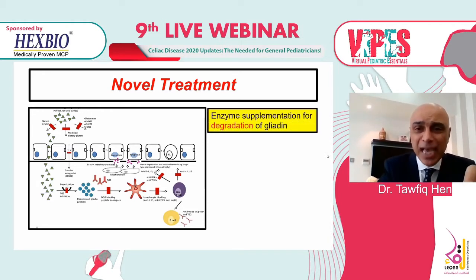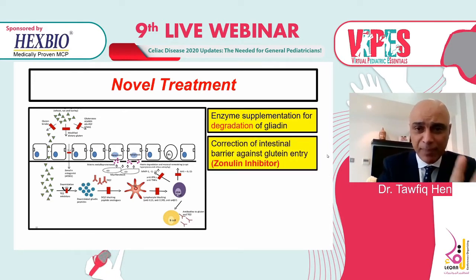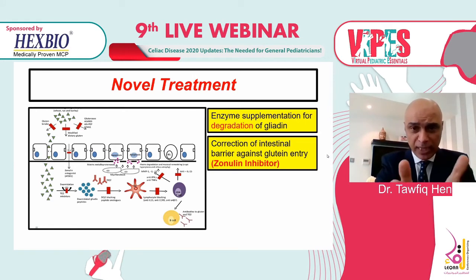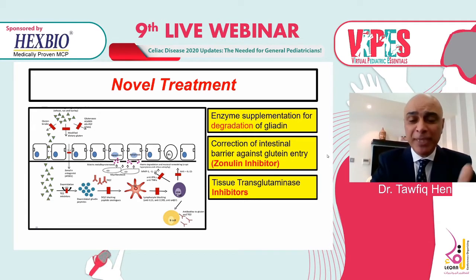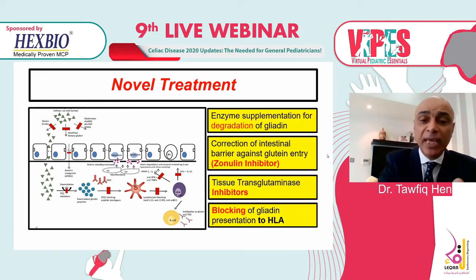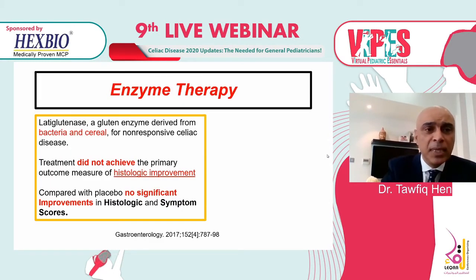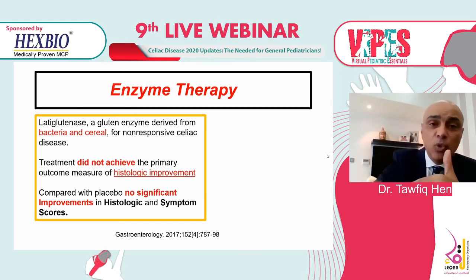Number one option is enzyme supplementation for degradation of gliadin. 2, correction of the intestinal barrier against gluten entry by producing a zonulin inhibitor. 3, to block or inhibit the tissue transglutaminase from deamidating the peptide and making it more antigenic. 4, blocking of gliadin presentation to the HLA system. Let's look at some options and what were the results. They started with the enzyme. They took the latiglutenase enzyme derived from bacteria and cereals, and they used it for non-responsive celiac disease plus the gluten-free diet.